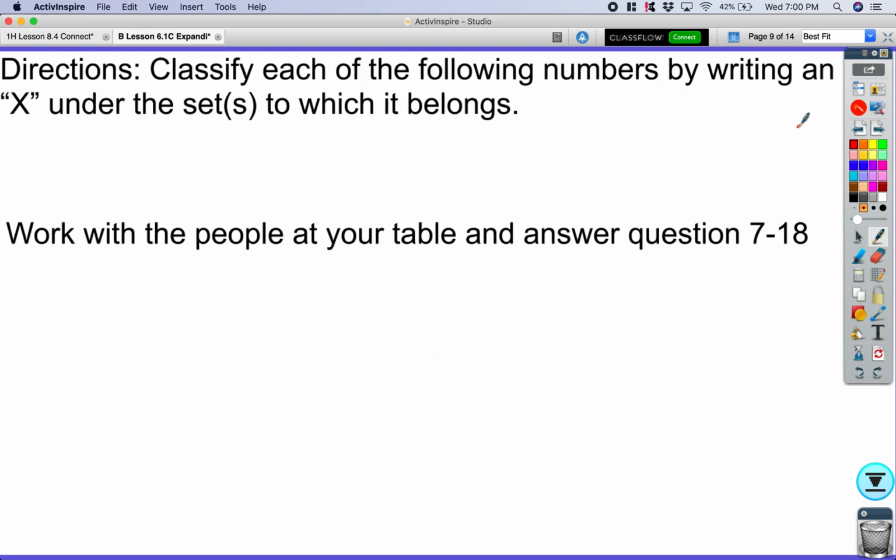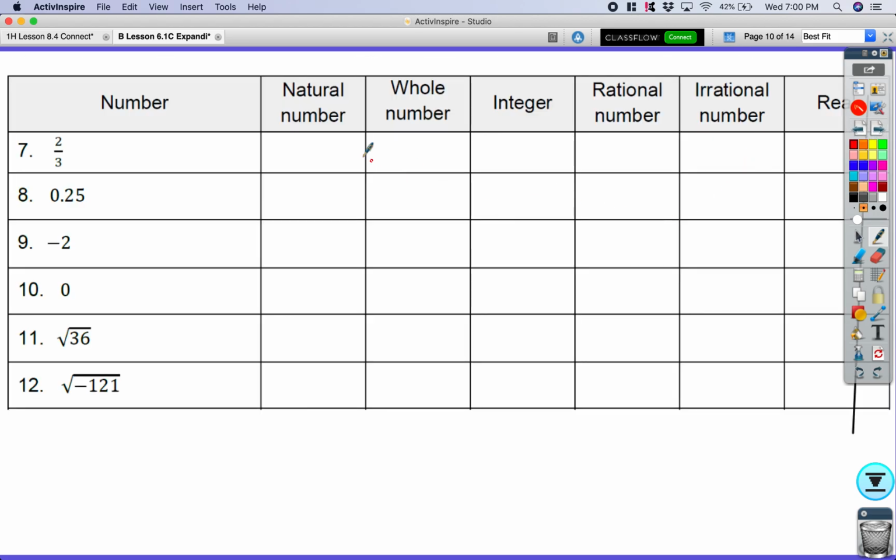So what we're going to do is put an x next to all these, and we're going to classify each of the following numbers by writing an x under the set or sets in which it belongs. It says work in your table, but obviously you're watching this by yourself, so we're going to just do it together right now. So 2/3.